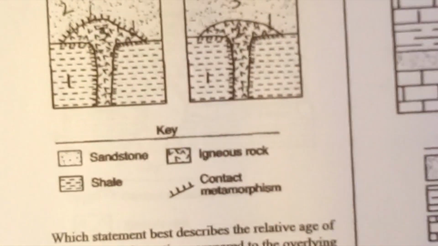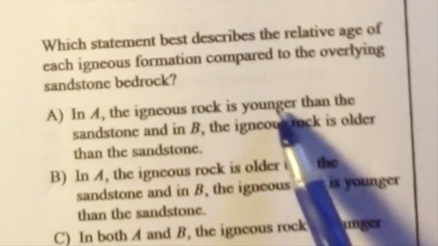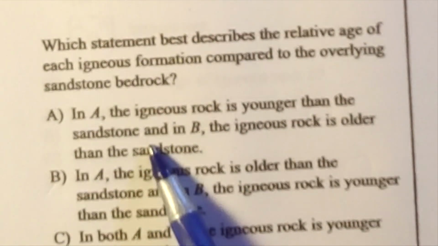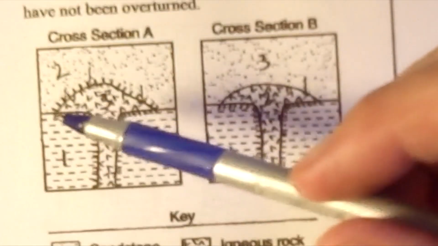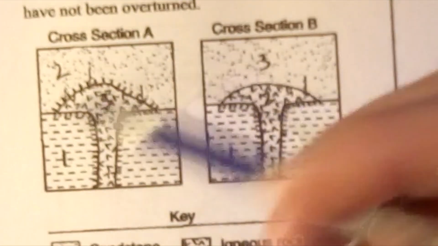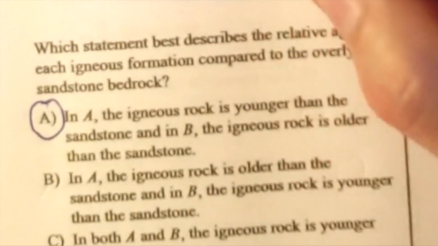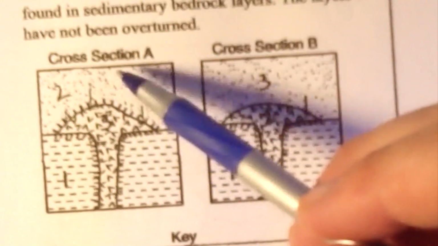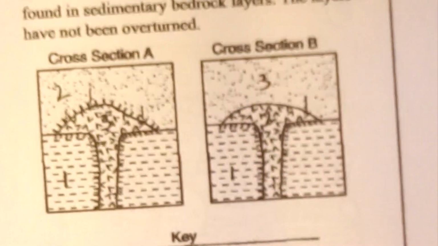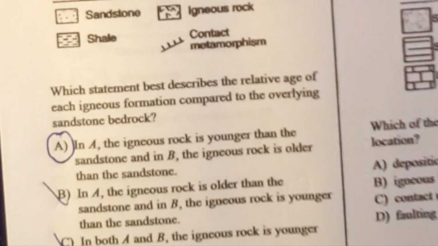And which statement best describes the relative age of each igneous rock formation compared to the overlying bedrock? Let's see, in A, the igneous rock is younger than B. Igneous rock is younger than the sandstone. So that is correct. Yes, it's younger. And it's older. That is correct. That looks good. In A, igneous rock is older than the sandstone. No, the sandstone wasn't there, so that's no good. The younger, no, and no. Okay, so we feel pretty good about number 18.